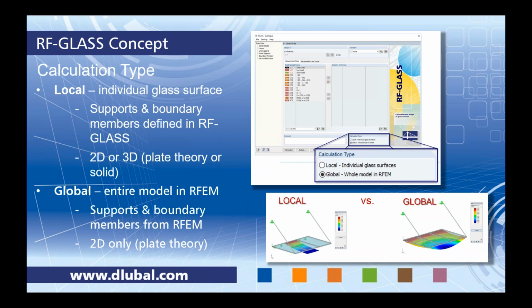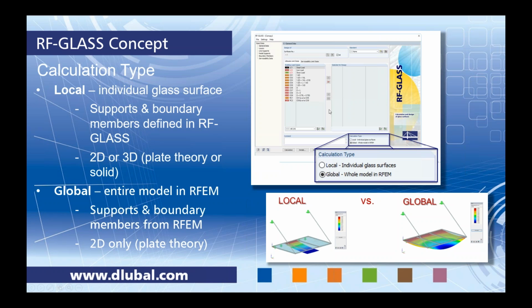Now, the other option is a global analysis where the entire model in RFEM is considered. So therefore, things like supports and boundary members that were originally modeled in RFEM will be taken into RF glass. The caveat with this is that we can only do 2D plate theory for this type of analysis.